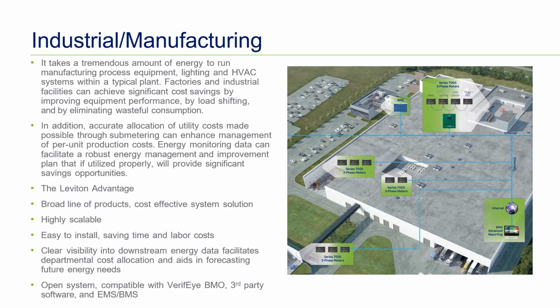The breadth of products offer cost-effective system solutions. With a variety of meters to select from, these systems are highly scalable. They are easy to install, saving time and labor costs. Providing clear visibility into downstream data facilitates departmental costs, allocations, and aids in forecasting future energy needs. Open protocol hardware systems are compatible with Building Manager Online software, third-party software, and typical automation platforms.